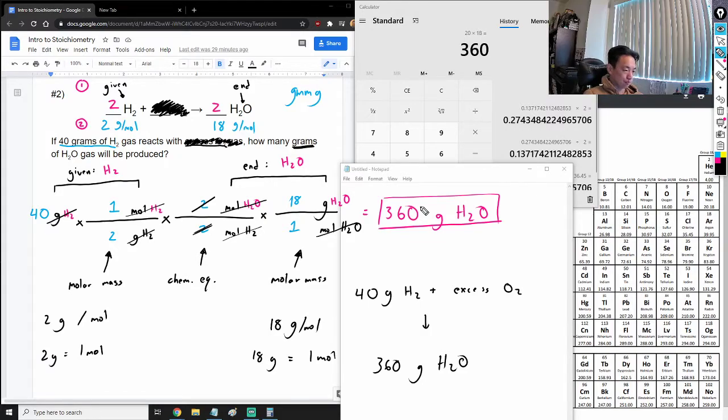Okay, so again guys, just remember the 3 steps. You want to balance, find the molar mass, and then do dimensional analysis. And when you're doing your dimensional analysis, remember the phrase g-m-m-g, because it'll help you set it up.